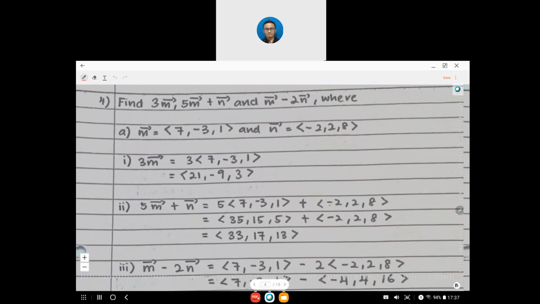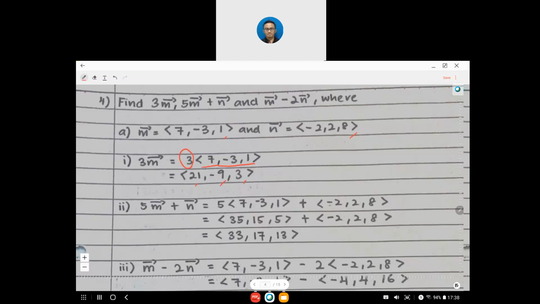Find the vector 3m, 5m plus n and m minus 2n. For question A, vector m equals 7, negative 3, 1, and vector n equals negative 2, 2, 8. You want to find the vector 3m, so just multiply: 3 times vector m. You get 21, minus 9, and 3.